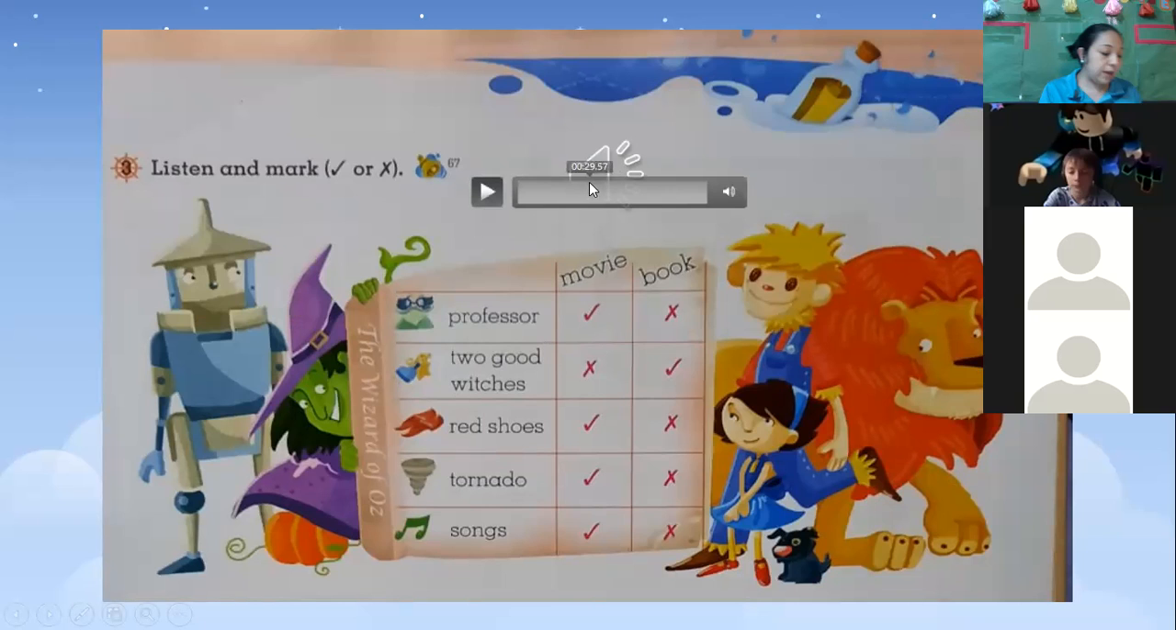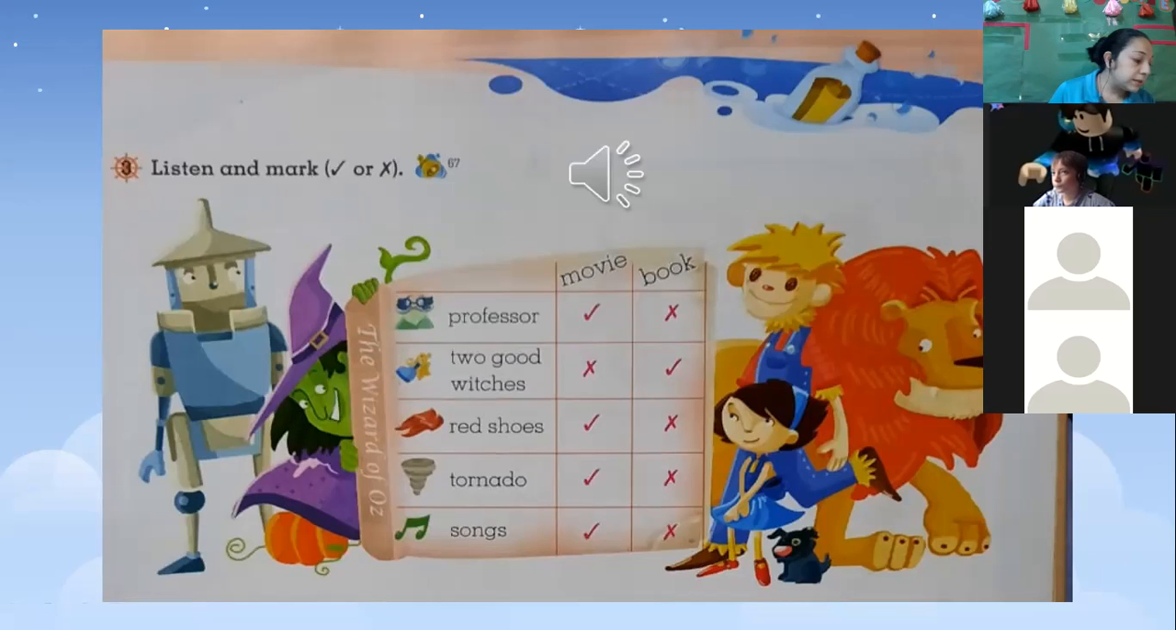Ok, red shoes. What happened with the red shoes? There were red shoes in the book. Yes. There were silver shoes. Ok, there were red shoes in the movie and silver shoes in the book. Yes. Okay, red shoes in the movie, silver shoes in the book. Okay, tornado, what happened with the tornado?